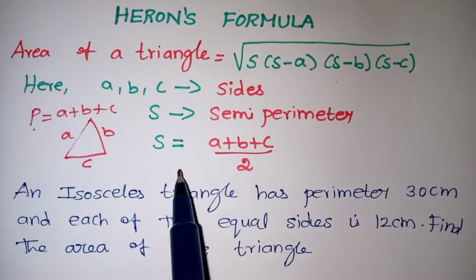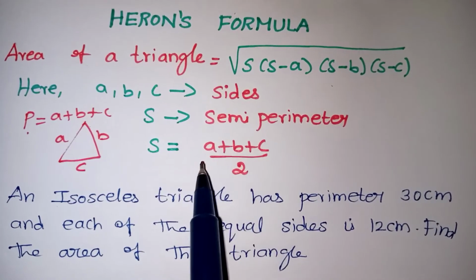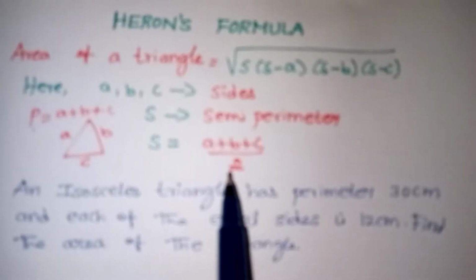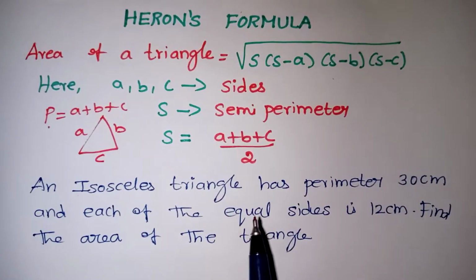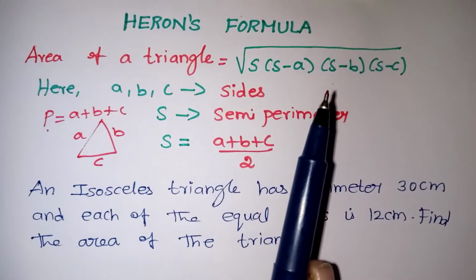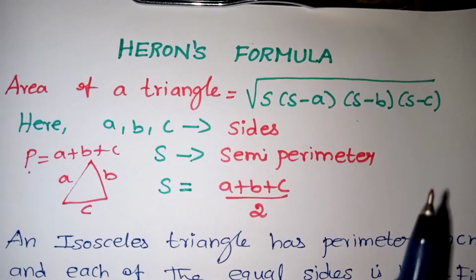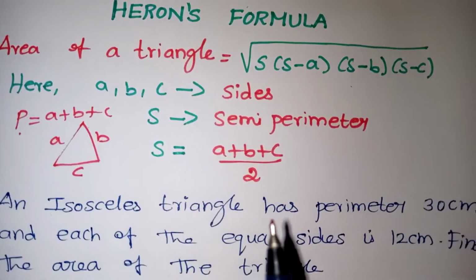Now s is equal to, how to find s? First we have to find a plus b plus c, that is the perimeter value, and we have to divide it by 2. That is our s value. Now in this formula, s will be the semi-perimeter, and a, b, c, which are used inside the root, are the three sides of the given triangle. Now let's see one example to get a clear idea about it.